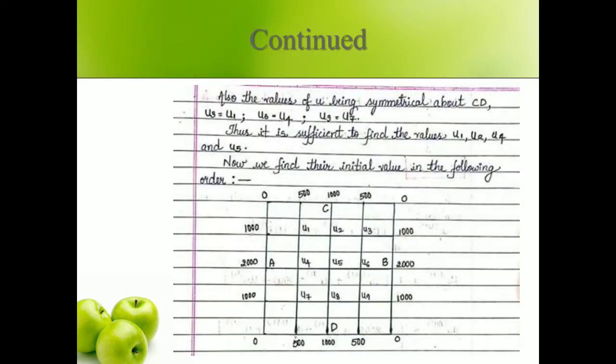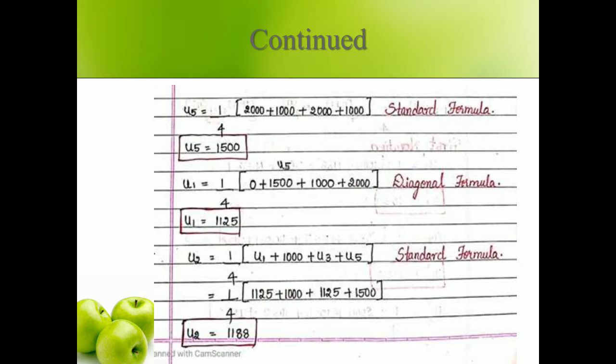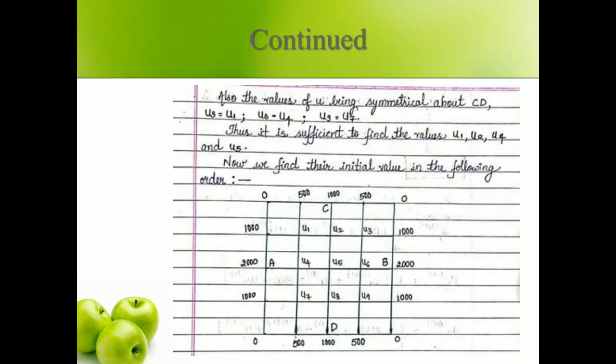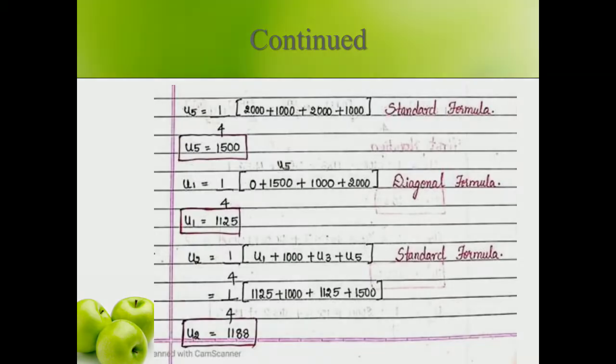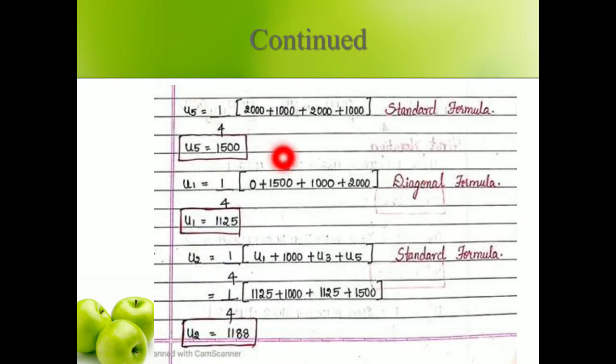u5 is connected with 2000, 1000. Add, you will get u5 divided by 4. u5 you can take standard also, you can take diagonal also, it depends. Now next you are going to find u1. u1 you can use diagonal elements. u1 is equal to 1000, u5, 2000, then 0. See here, u1 is equal to 0, 1000, 2000 and u5 is 1500. So you can go for diagonal elements.